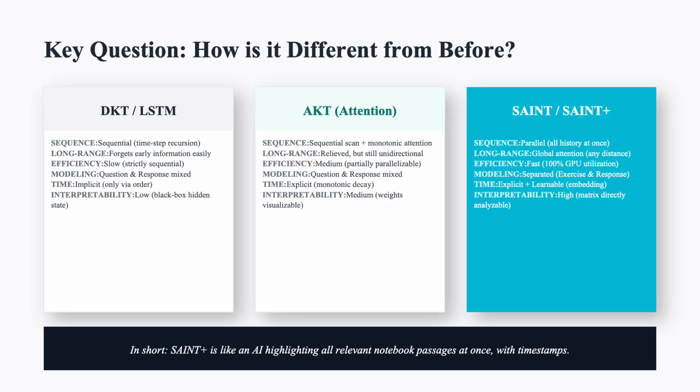This is a crucial question. Saint represents a fundamental shift from previous models. DKT processes history sequentially, which is slow and can lose information. AKT improves on this with attention, but is still sequential. Saint, however, processes all history in parallel, making it much faster and better at capturing long-range dependencies. It also cleanly separates the modeling of questions and responses, leading to better performance.